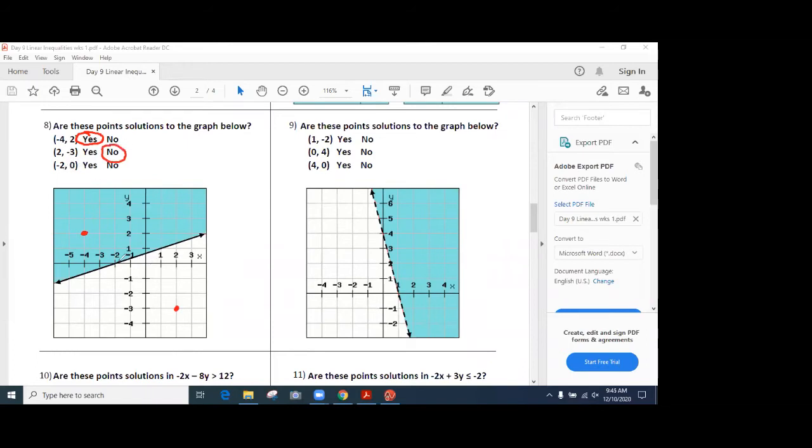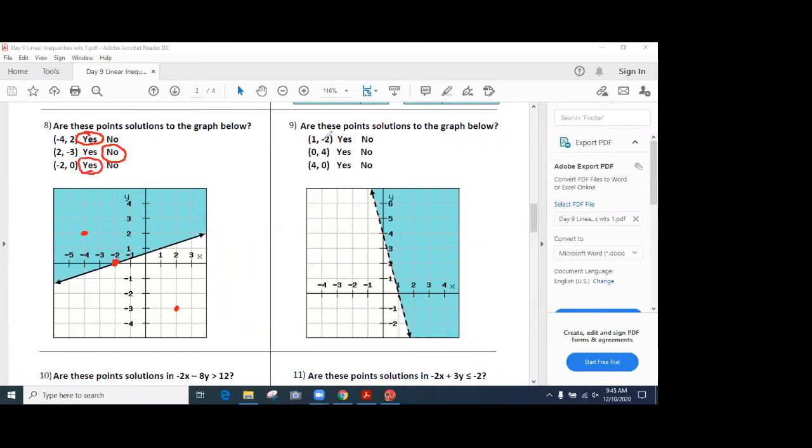-2, 0. So we go to -2. This one's going to be a little tricky right here. -2, 0 is exactly on the line. Now, if it is a solid line, it's a solution. If it's a dashed line, it's not a solution. So is this a solution? Yes, it's a solid line.